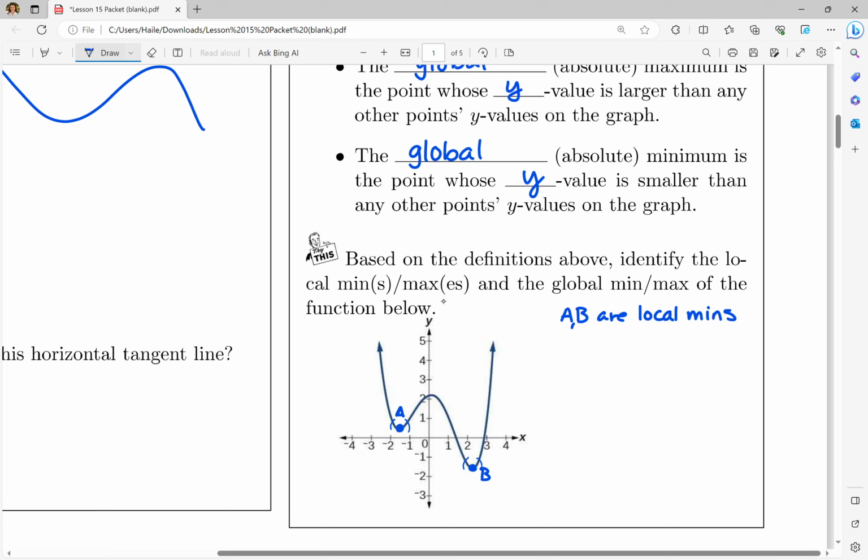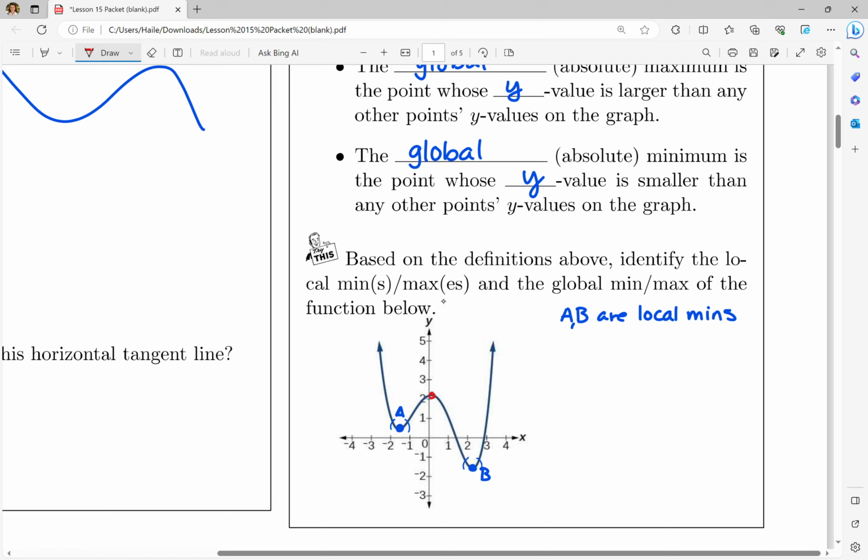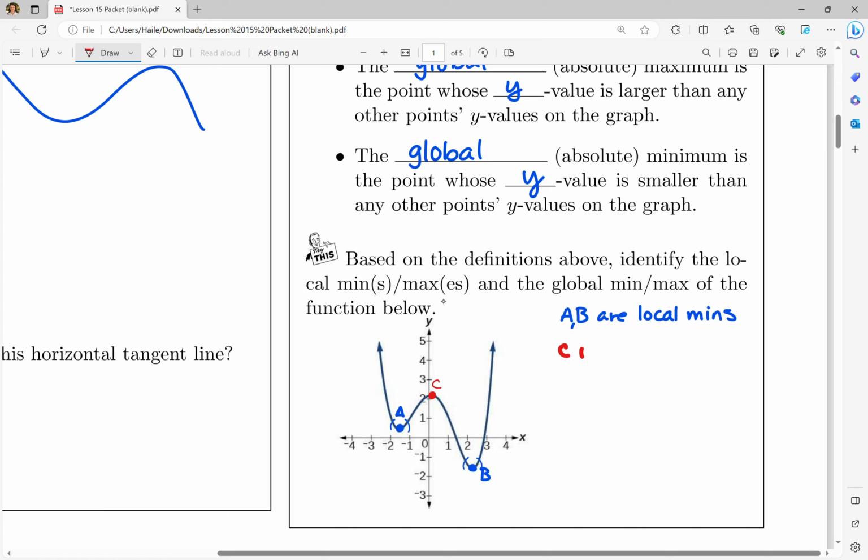If I want to think about local maximum, same idea. So this point here would be a local maximum. Maybe we call it C. So C, let me make my pen just a touch bigger. Yeah, okay. C is a local max.